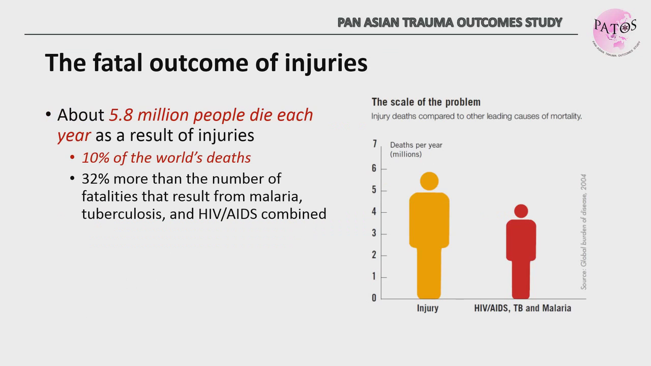Depending on the severity of injury, we can divide injury into fatal and non-fatal ones. About 5.8 million people die every year as a result of injury. It actually accounts for 10% of all deaths globally. As you can tell by the graph, there are about 1.3 times more injury deaths compared to combined deaths from infectious disease, including HIV/AIDS, tuberculosis, and malaria, which are the 3 main targets of the MDG.